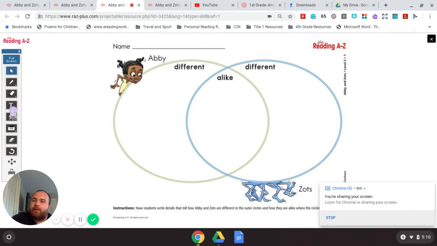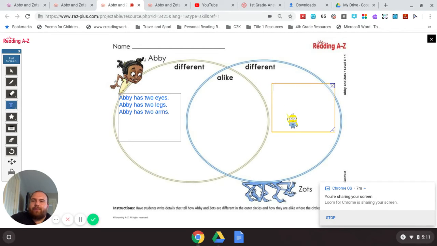All right, friends, we're going to talk about some of the ways Abby and Zats are different and how they are the same. Okay? So, let's take a look here. Mr. Rich is kind of excited. He just learned how to do this. Abby has 2 eyes. That's how she's different from Zats. Abby has 2 legs. Abby has 2 arms. I tell you what, we'll keep it at 3 to make this easy, okay?